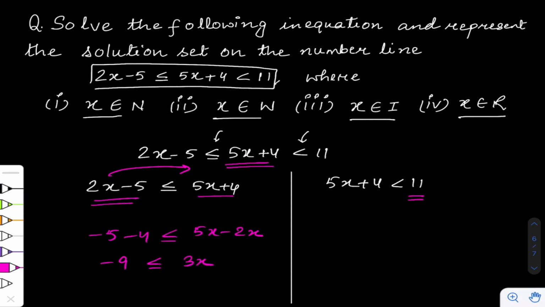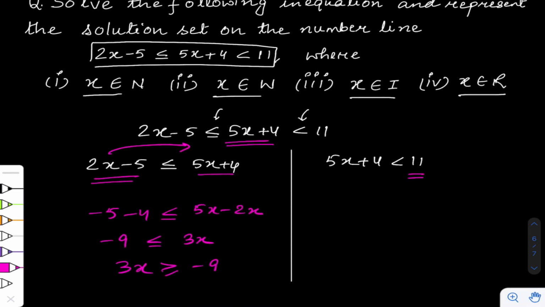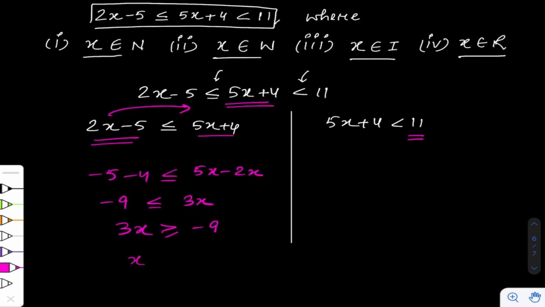Now see the alligator sign. The alligator sign is open towards 3x. So we can write it like this also, it is one and the same thing. Or what we can do, we can write x is more than or equal to minus 3.